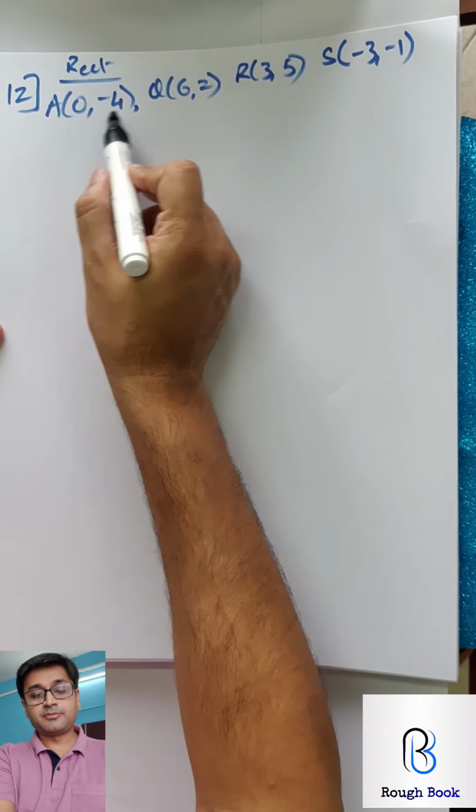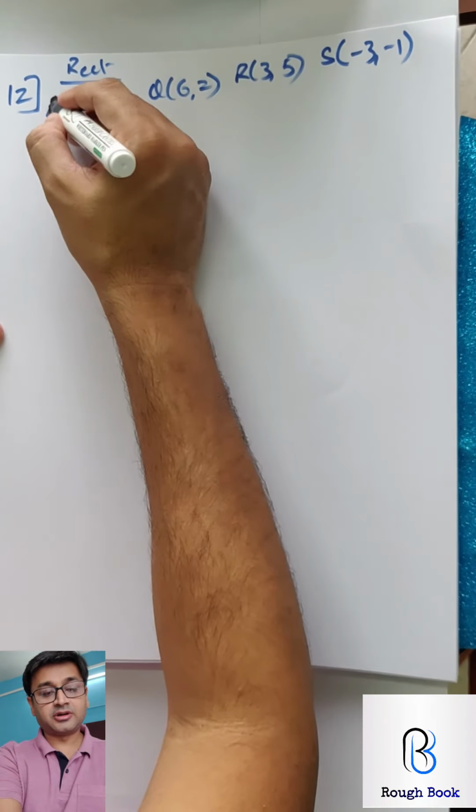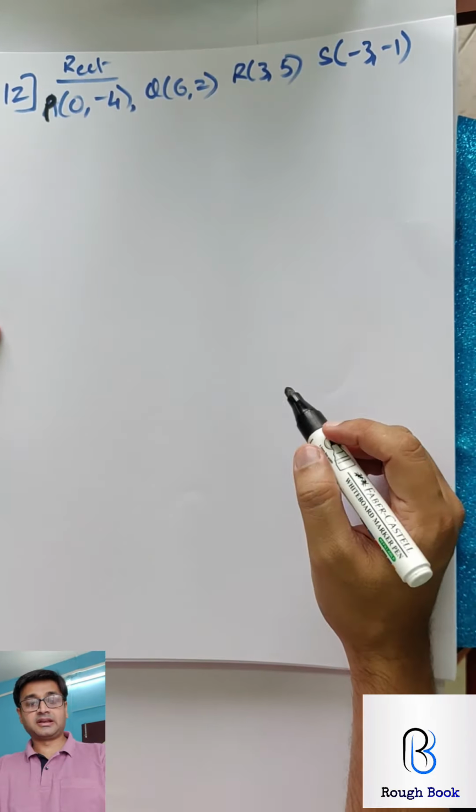In this question they say prove that PQRS is a rectangle. So if you draw PQRS as a rectangle and then you work it out, obviously opposite sides you'll have to prove equal. So let's draw PQRS first. P, Q, R and S. See to it you put it in proper line, okay? So P is (0, minus 4), Q is (6, 2), R is (3, 5) and S is (minus 3, minus 1). That's your coordinates.